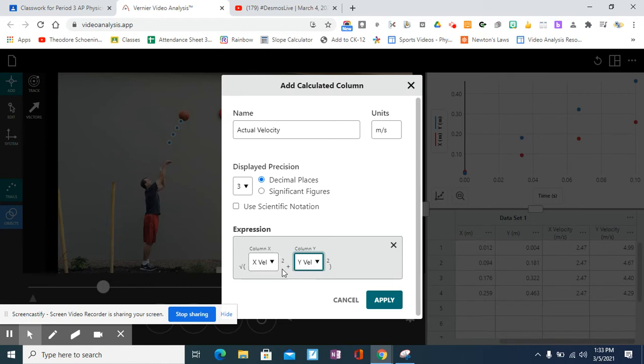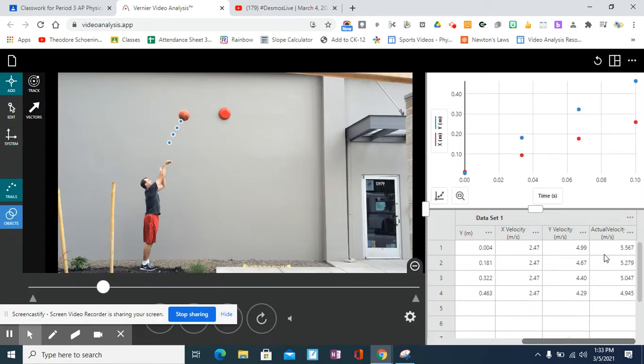It's very important to make sure we pick those two terms. You can't just randomly pick anything. We're trying to do the vector sum of the X velocity and the Y velocity. If we do that, we will hit apply. And now we have a new column that's been created. It's called actual velocity here, and it's calculated it for us. And now it's a new variable that we can use.